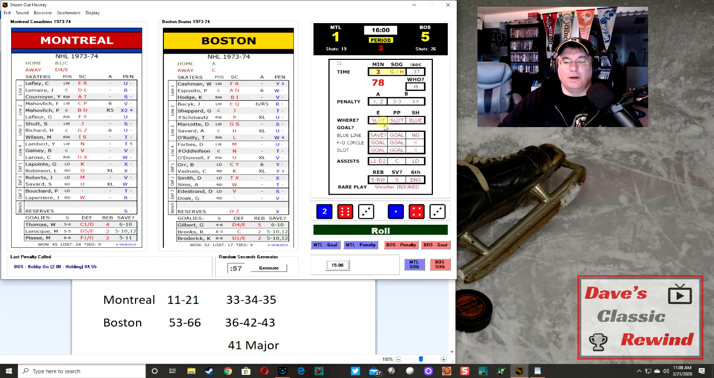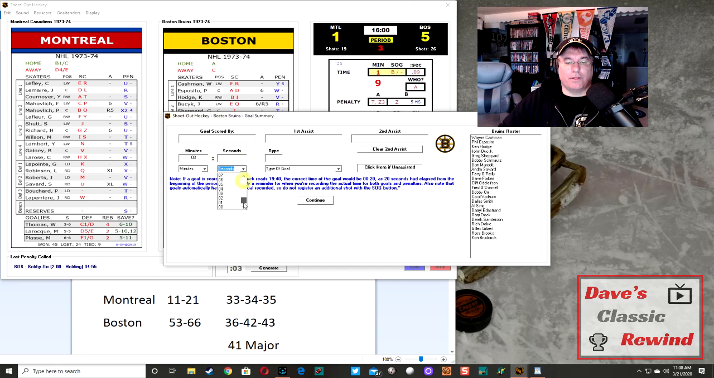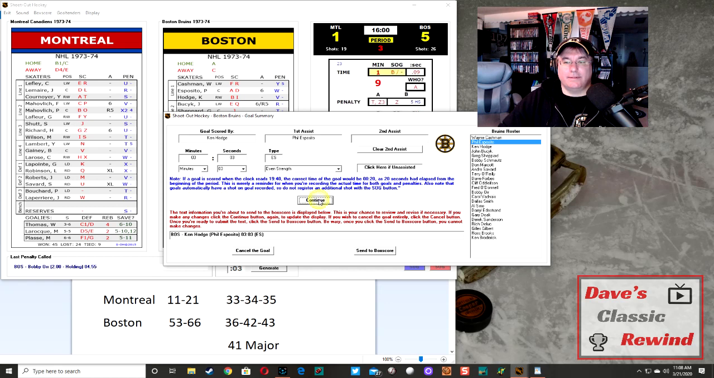Kenny Hodge. Hodge, even strength. From the slot, Hodge moves in, and he scores. Kenny Hodge makes it 6-1 Boston, as the first line forward and the first line D were out there. So it's Hodge from Esposito. So that's a Boston goal at 3:03, Hodge from Esposito, even strength. And just like that, it's 6-1.